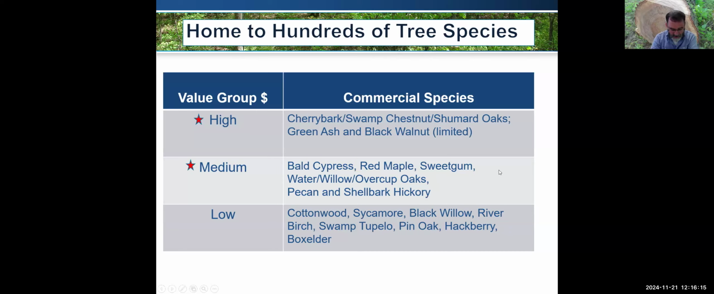And then finally, the low value trees we prefer not to be growing: cottonwood, sycamore, black willow, river birch, swamp tupelo, pin oak, hackberry, box elder, and of course there are others, but these are the primary ones. So we want to try to push up this scale as best we can to grow these, and then eventually these, if you can.